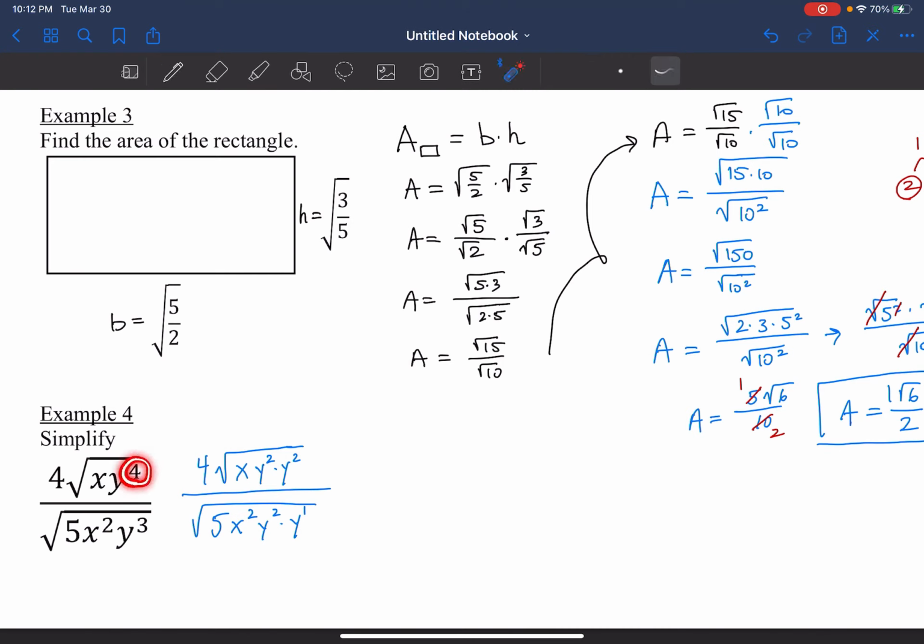We have a total of 4, so 2 plus 2 is 4. Of the y's, we have a total of 3 y's, 2 plus 1, since they have the same base. 2 plus 1 is 3. So from here, I'm going to rewrite 4 square root of x times the square root of y squared times the square root of y squared over the square root of 5 times the square root of x squared times the square root of y squared times the square root of y.